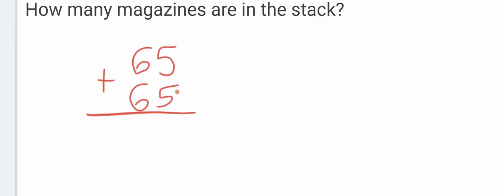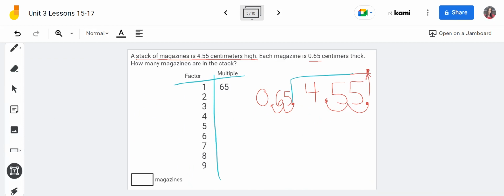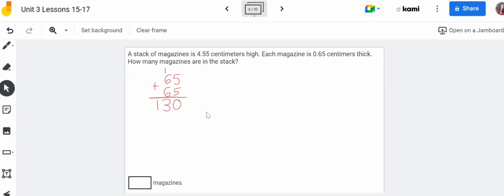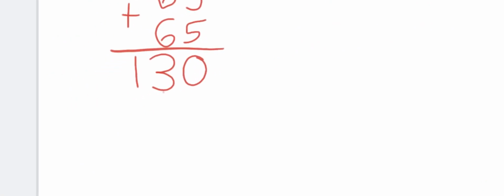So let's see, 5 plus 5 is 10. 6 plus 6 is 12, plus 1 more is 13. Okay, so now I'm going to go back and put that inside my chart. So I have 130. Okay, now I'm going to keep adding 65. So I'm going to circle this.